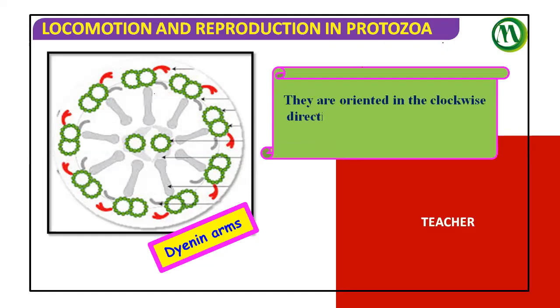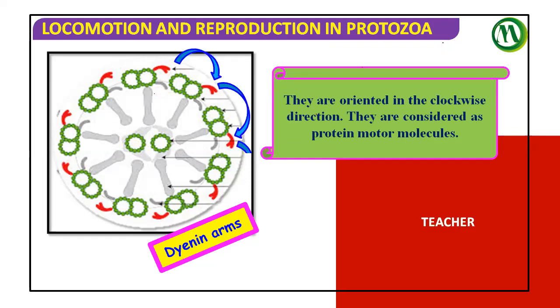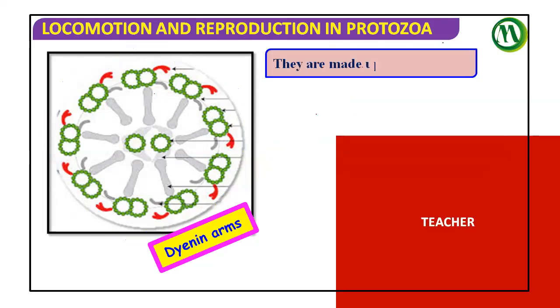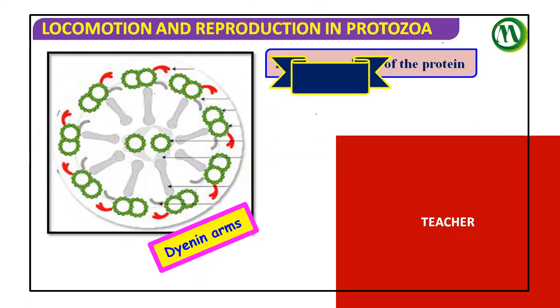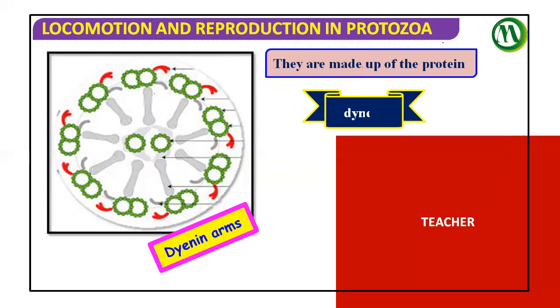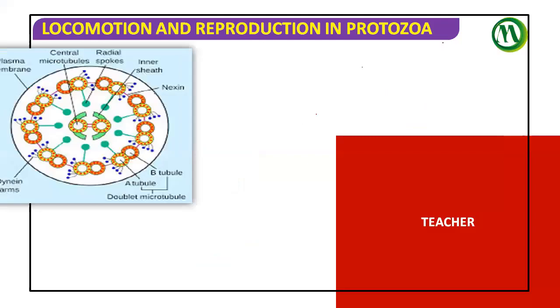So they are oriented in the clockwise direction. They are considered protein motor molecules. The role will come soon. Here you see the dynein arms. Everywhere you can see the dynein arms. They are made up of a protein called dynein.